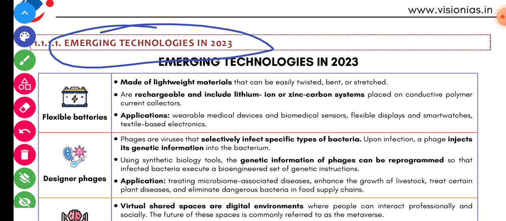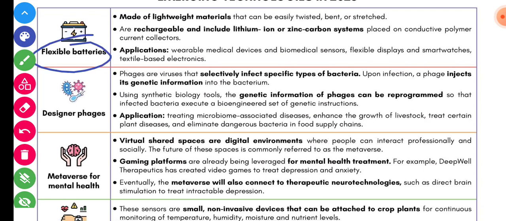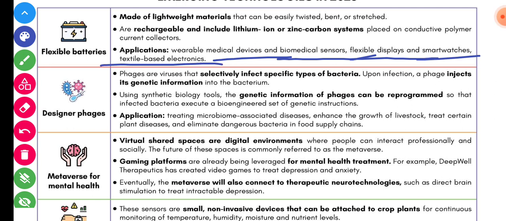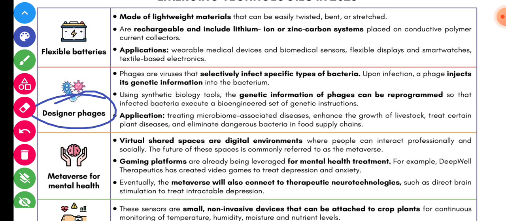And next are the emerging technologies in 2023. These are examples of emerging technologies, such as flexible batteries. They are made up of lightweight materials that can be easily twisted, bent, or stretched, and these batteries are rechargeable and include lithium-ion or zinc-carbon systems placed on conductive polymer current collectors. And what are the applications of flexible batteries? Such as wearable medical devices and biomedical sensors, flexible displays and smartwatches, textile-based electronics, and designer phages.